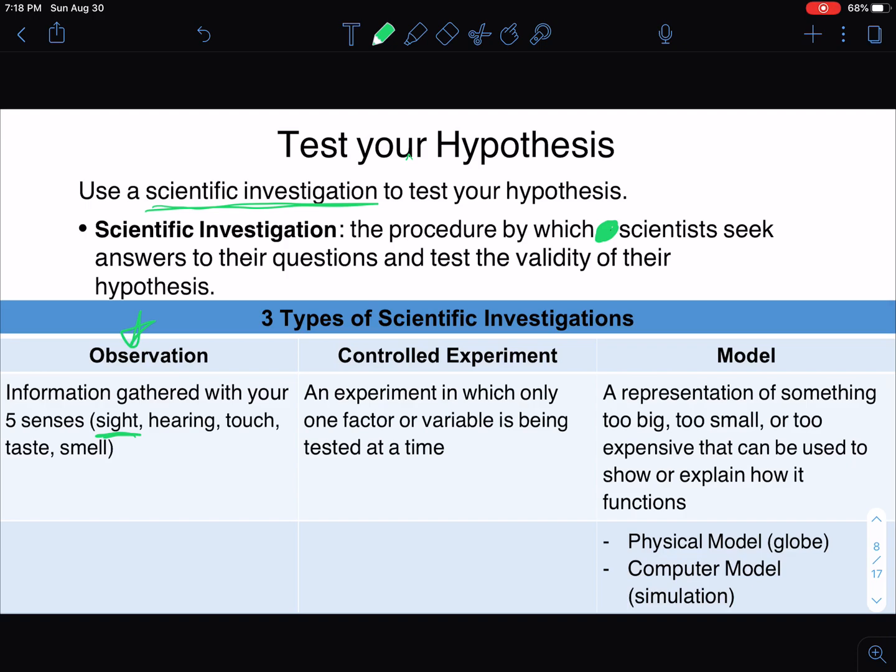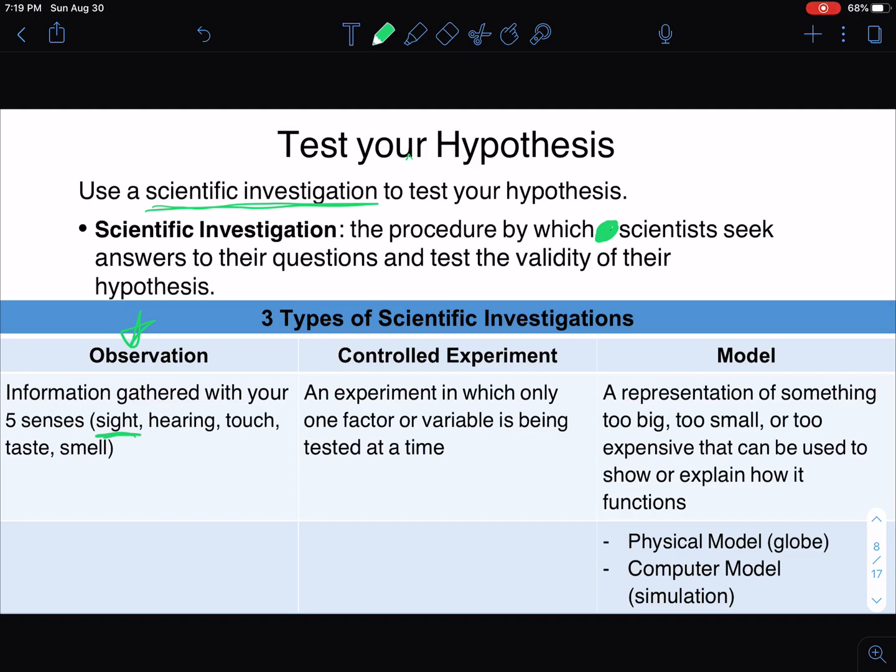You could use sight if you're going out into the woods and you're trying to figure out where are the deer? Where am I going to find the biggest buck this year? And you're trying to test your hypothesis. You came up with a hypothesis saying, I'm going to find deer in this area. And you walk out into the woods and you look for different signs of them all over the place. That would be an observation.